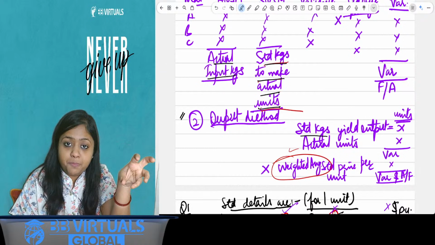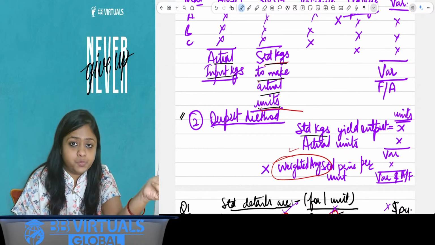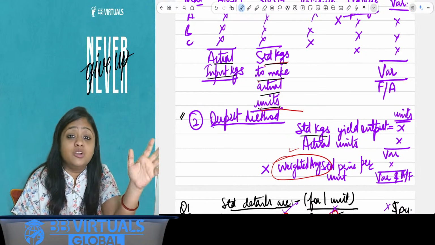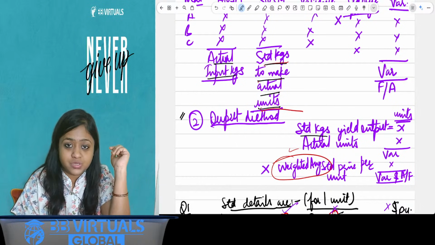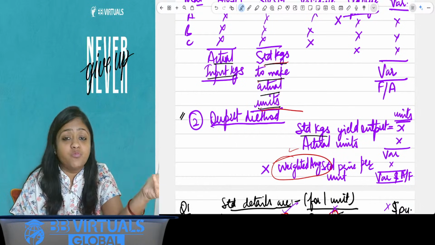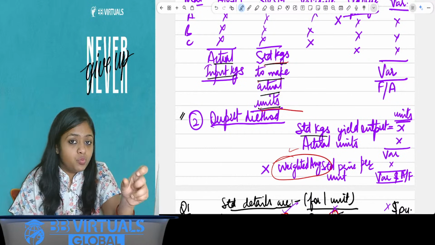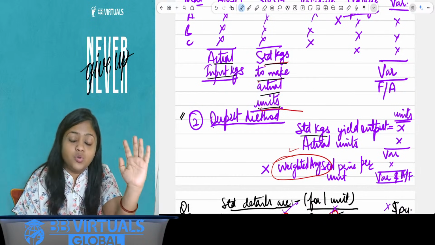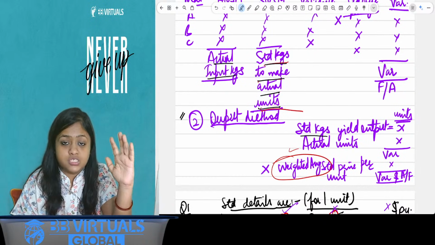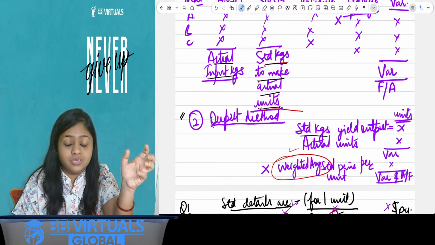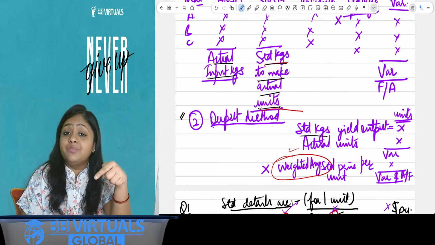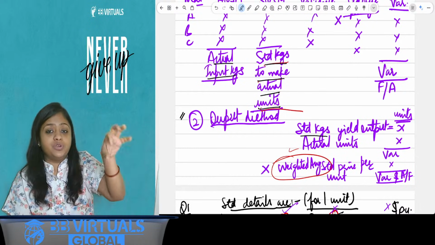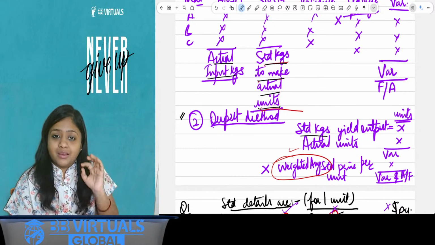Now since we have multiple materials, I cannot just multiply with a standard cost per kg, because I don't know which material cost to take. So when you have multiple materials, take the weighted average. Get the total and divide it by the total quantity, and you will get the weighted average cost for all the materials taken together. Multiply this with the weighted average cost. So remember, in the output method you have to multiply with the weighted average because you take an average of all the rates. Clear?